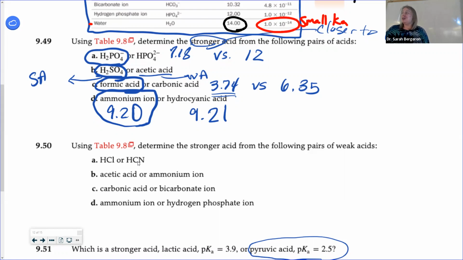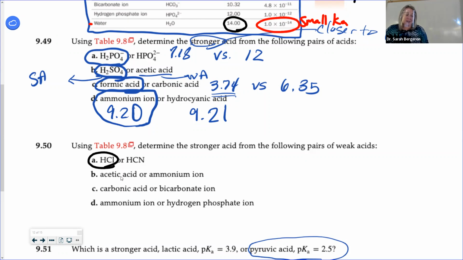So HCl and HCN, are they both on the table? HCl is not on the table. Why is HCl not on the table? It's a strong acid. It's not a weak acid. That table is just weak acids. So what's stronger, a strong acid or a weak acid? A strong acid, HCl. We don't even have to look anything up.